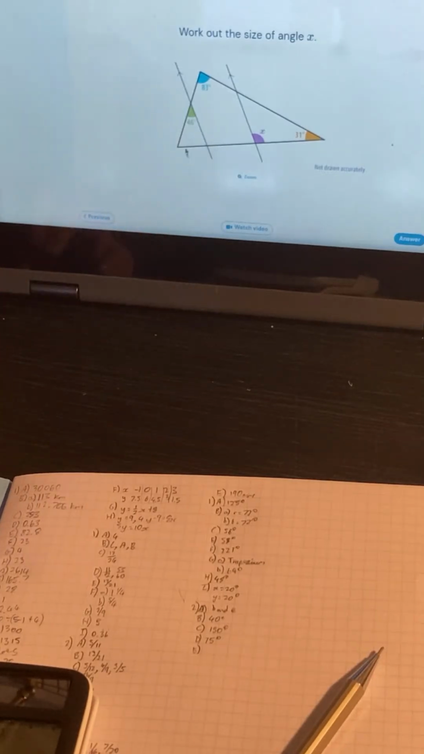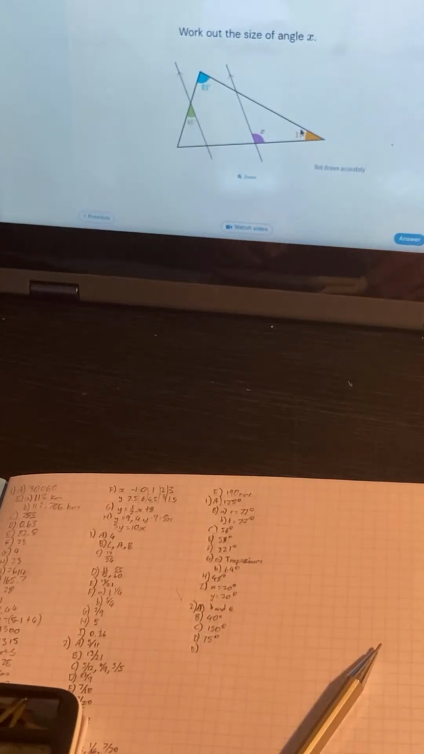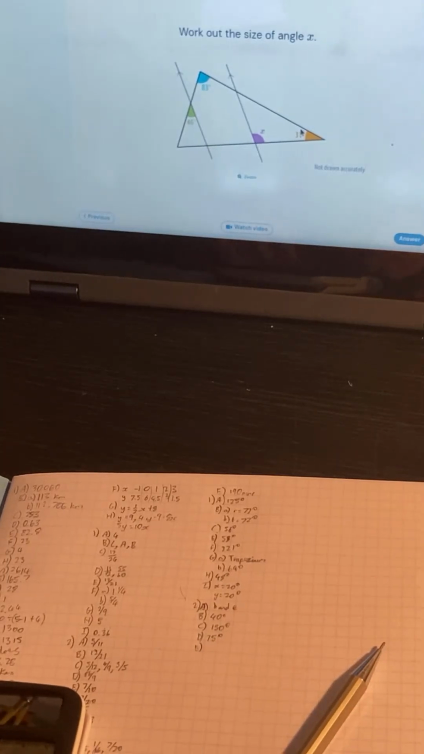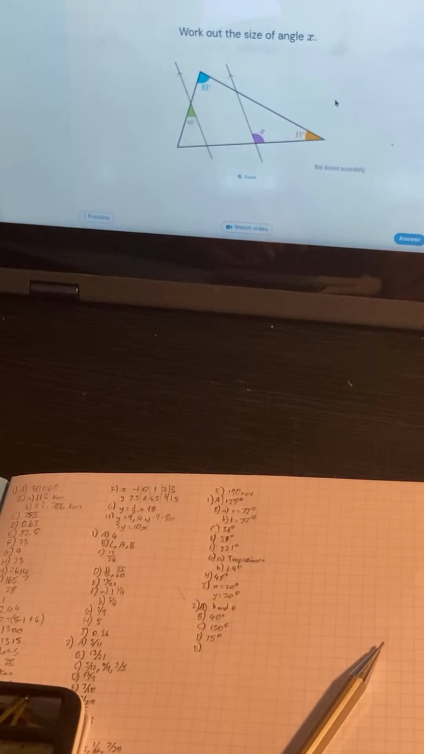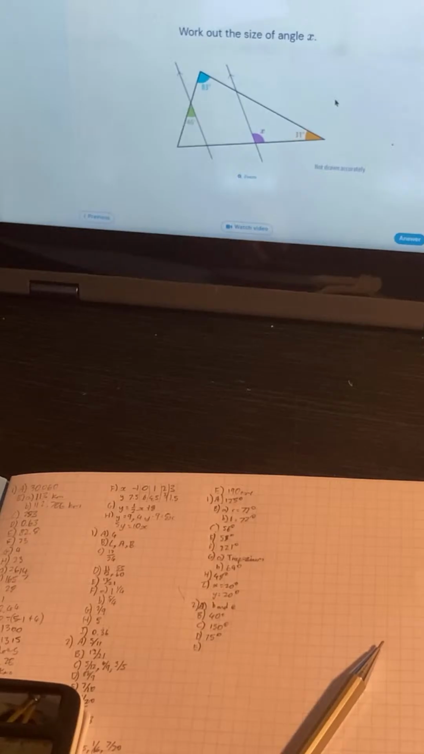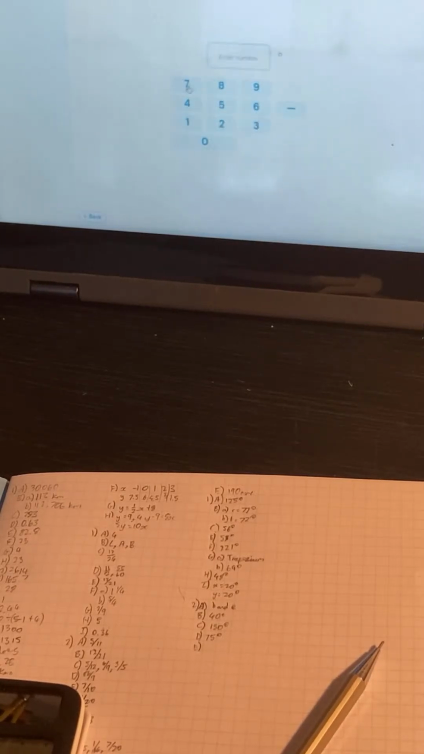So we can get that, so we can get that, so we can get that, so we can get that, right. 180 subtract 83 subtract 31. And then 180 subtract that, subtract 42, it's 46. And 180 subtract that, 112. There you go.